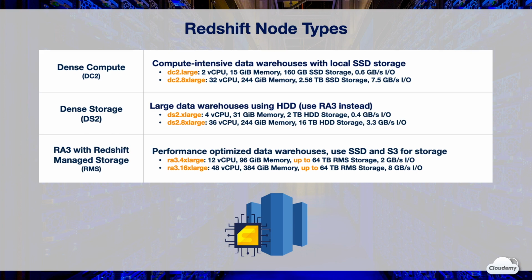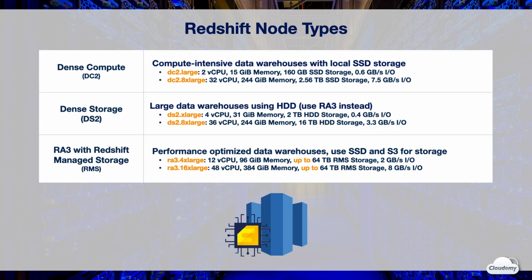Each DC2 Large has 2 vCPU, 15 GB memory, 160 GB SSD storage, and supports 0.6 GB I/O per second. Each DC2 8x Large has 32 vCPU, 244 GB memory, 2.56 TB SSD storage, and supports 7.5 GB I/O per second. Dense storage or DS2 nodes allow you to create large data warehouses using hard disk drive.